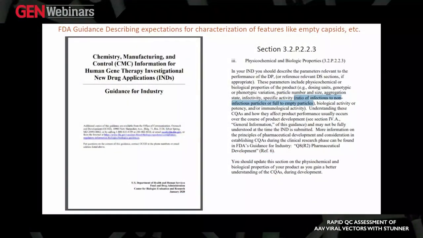And this expectation to characterize the amount of empty capsid as a percent ratio of full to empty particle is clearly outlined in the recently released FDA guidance on gene therapy. Now, if you read this FDA document in hopes that you will get what that percent threshold number is, you will be disappointed. There is no number called out.